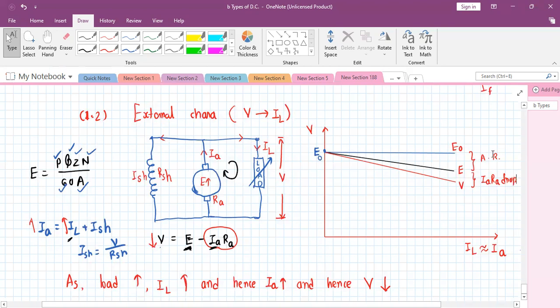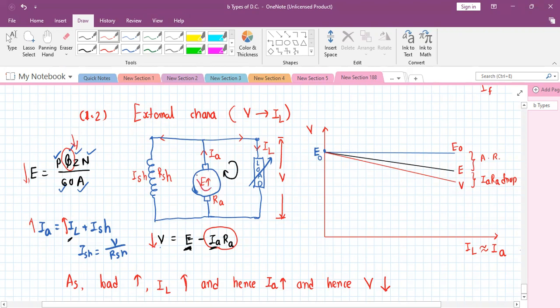Again, I am repeating, why is your EMF reducing from E0 to E? Because E means the loaded condition. Now you have loaded your machine, so armature current will be there, so armature flux will be there, and this armature flux will reduce the main flux. Yes or no? And as the main flux is reducing, your EMF is reducing. That's why this is reduced. Clear?